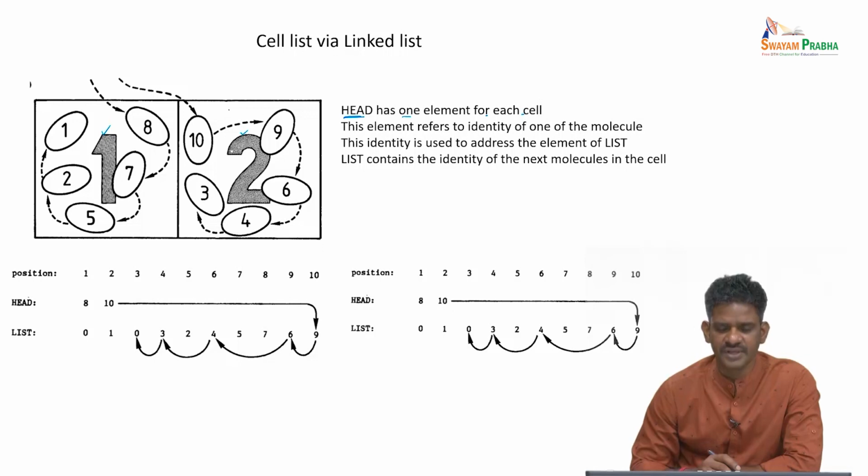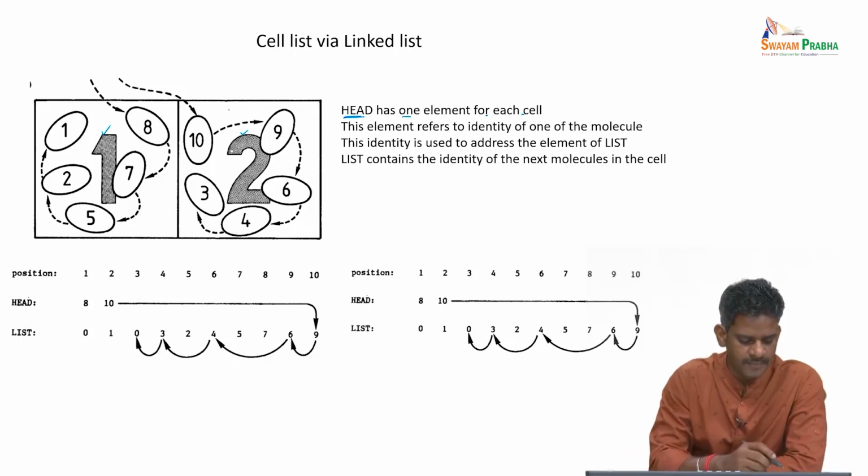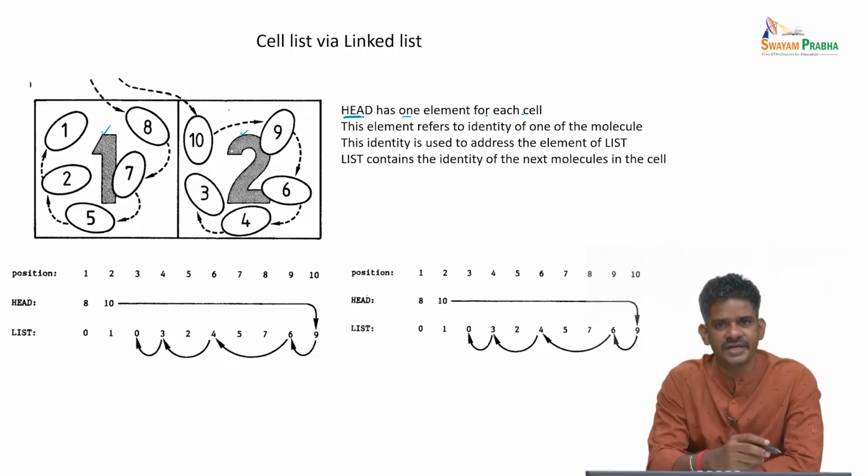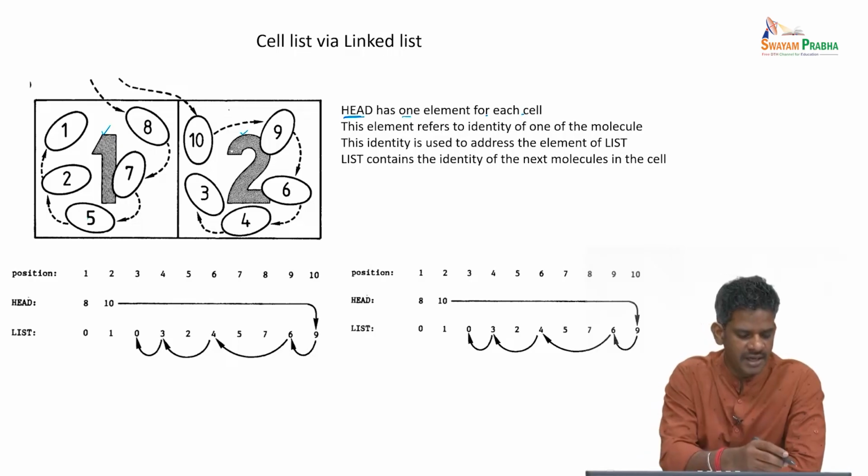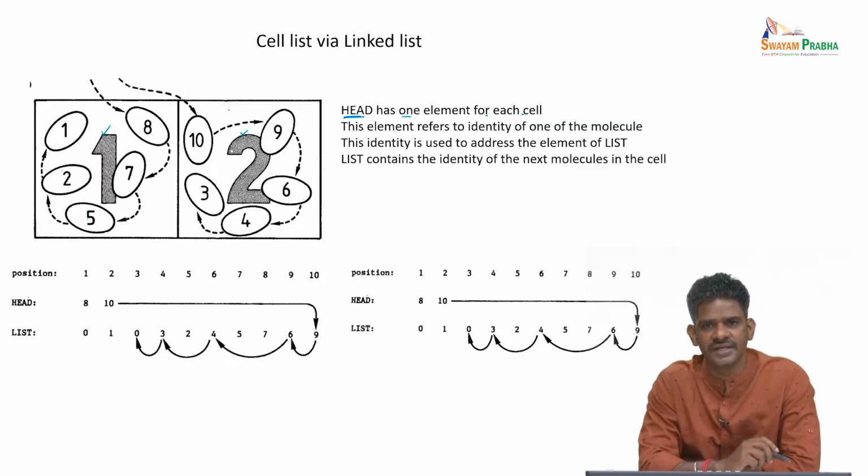It basically refers to the head of the chain. In this particular example of cell 1, you can see that there are particles 1, 2, 5, 7, 8. They are considered part of a chain, and we can see that 8 refers to 7, 7 refers to 5, 5 refers to 2 and 2 refers to 1. If you follow this chain, you can reach all the molecules in this particular cell.